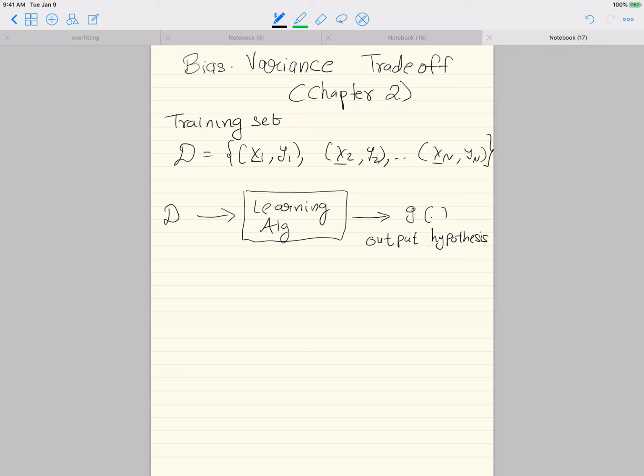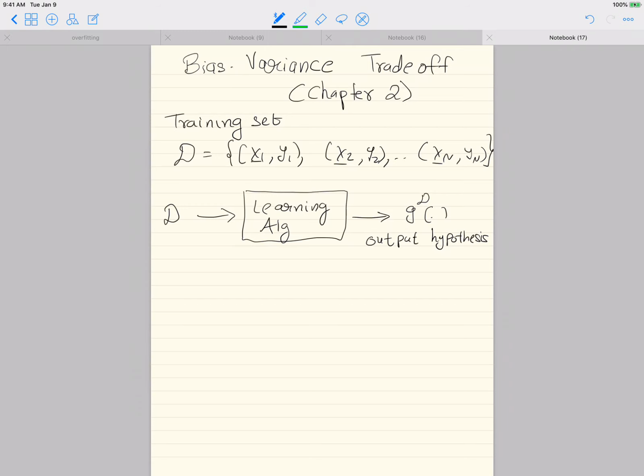So to do that, we'll make one change in notation. Instead of just writing G, we'll add a superscript D to it, which means that this G is generated using this training data set D. As we change our training data, as we change the set of examples we have, we could get a slightly different hypothesis. And we want to make the notation explicit and say that this G is produced from this training data set D. So for our discussion, the data set D is random.